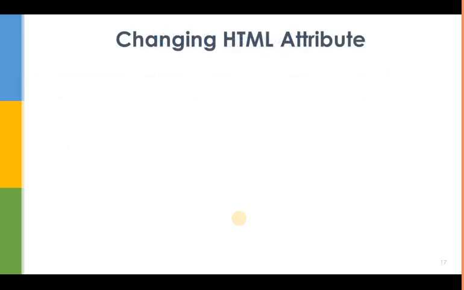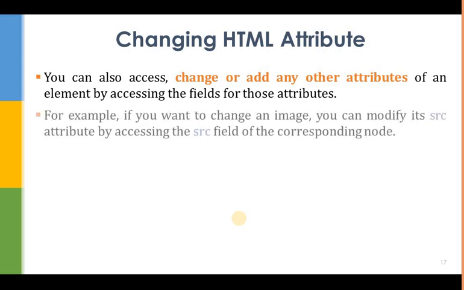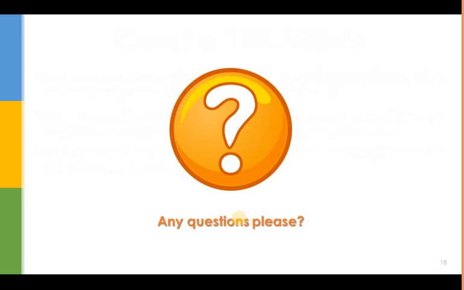After that, I want to change an HTML attribute. As I have told you, your DOM is also powerful enough to change your HTML attributes themselves. So if you want to change an image, you can modify its source attribute by accessing the src field of the corresponding node, or if you want to change a link, you can modify the href attribute of the corresponding node. Okay, so this is all about the DOM, that is the document object model.